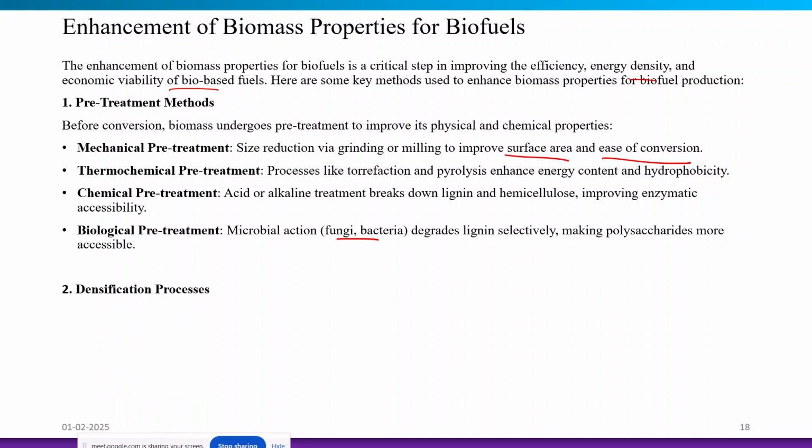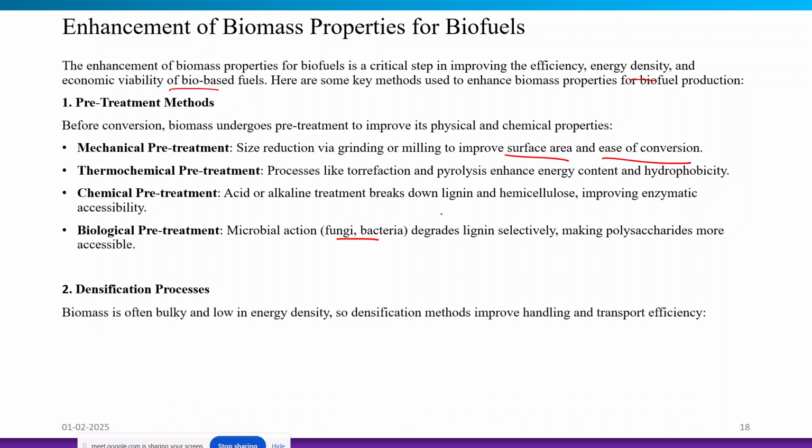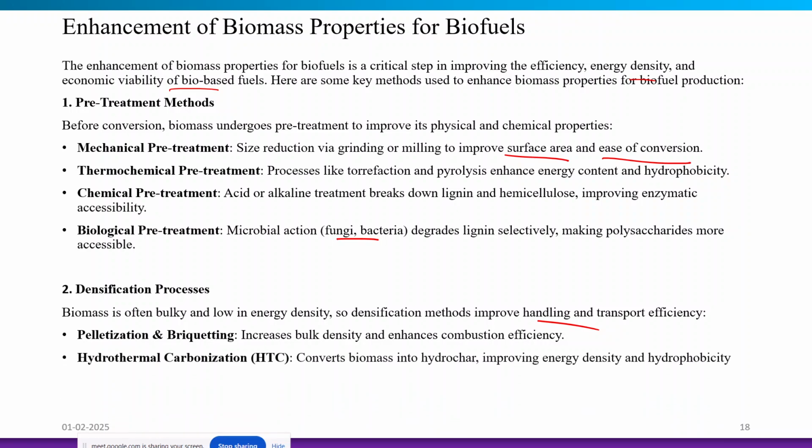Now, the next process you can consider as a part of the pre-treatment is the densification process. In the densification process, biomass is often considered to be a bulky and low energy dense material. So, densification will improve the handling and the transport efficiency. For that we can do the pelletization or briquetting process. That will make a pellet or a briquette out of your sample, and the energy and bulk density will be increased, and those will enhance the combustion efficiency in the further process.